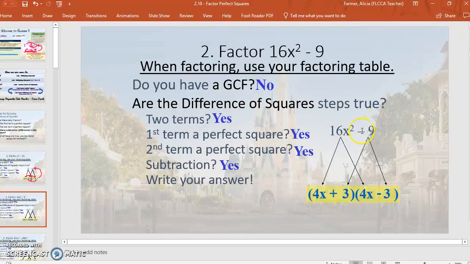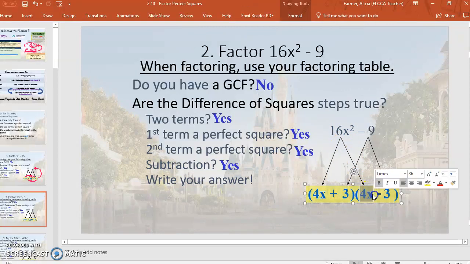Two terms? Yep. First one's a perfect square. 16 and x squared both have to be perfect squares, and they are. 16 can break down into 4 times 4. X squared can be broken down into x times x. And I'm going to keep the 4x together because the 16 and x squared are together up here.